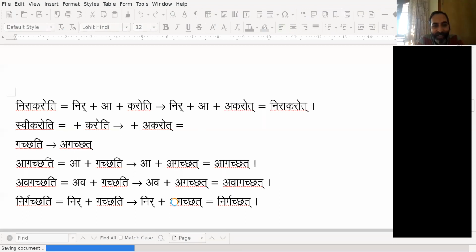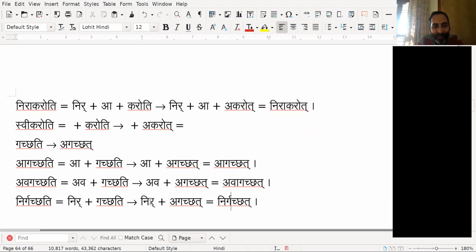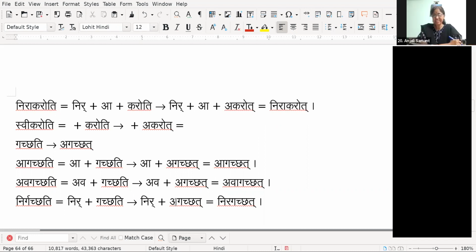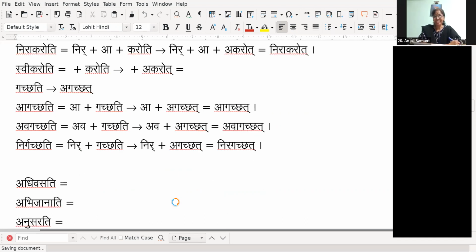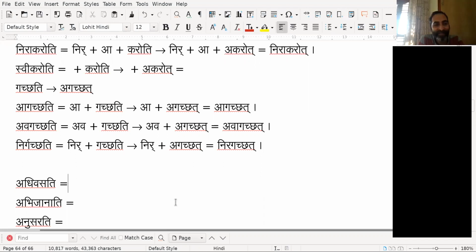There is a repha and there is an akara here. So what will it become? This is not guna. This is the simple basic swara and vyanjana addition. Refa plus akara is ra. It is ra. Niragachat. See, Niragachat is different from Nirgachat. Did you get it? Yes, sir. Okay, it is Niragachat. Fine. Who is next?